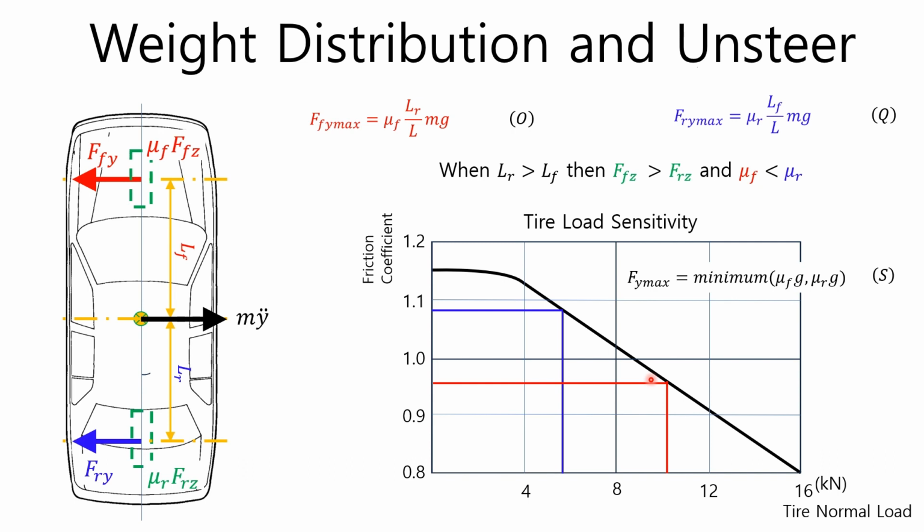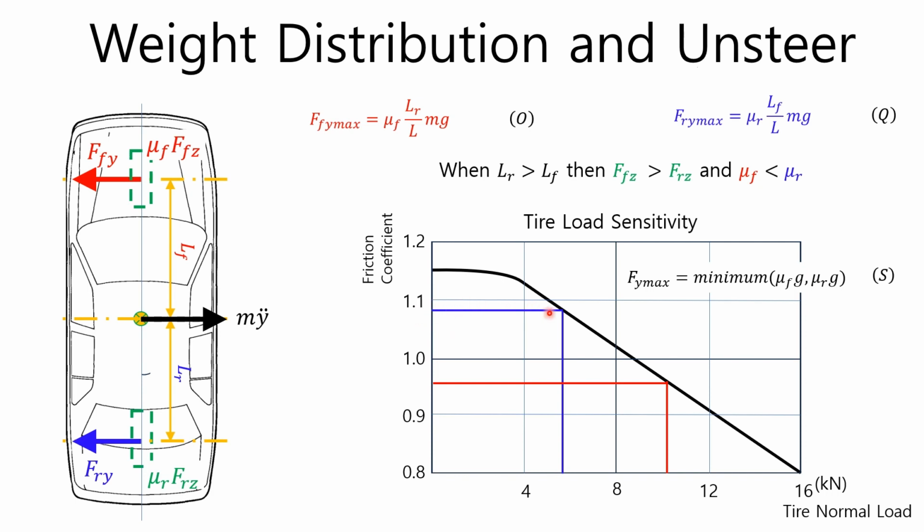A relatively small coefficient of friction means that the available friction force is relatively small, so the heavier side is pushed out first when turning. In equations O and Q, if LR is greater than LF, the front wheel load is heavier than the rear wheel load, and the friction coefficient is smaller in the heavier one, so mu F is smaller than mu R. Therefore, as explained earlier, if you analyze by applying tire load sensitivity, you can see that the friction coefficient of the rear wheel, shown in blue, is large.